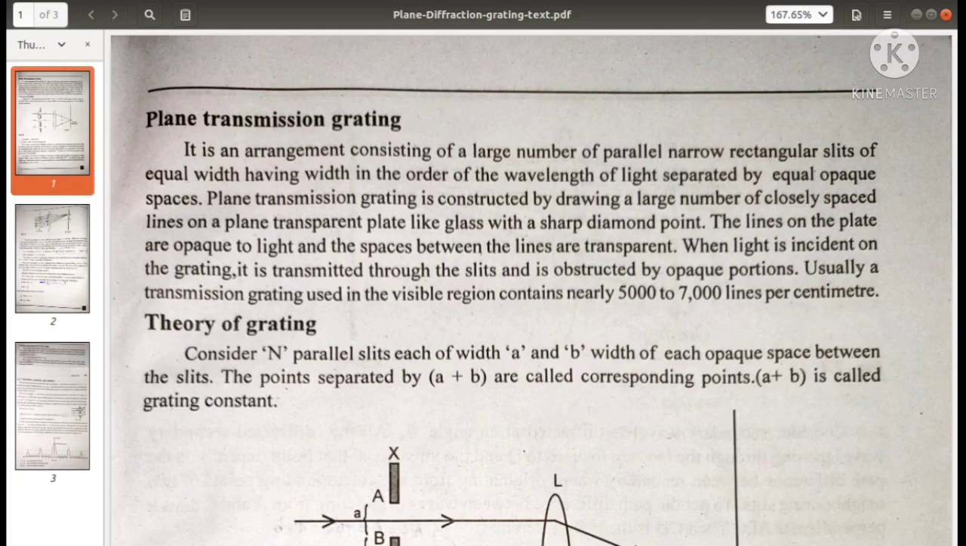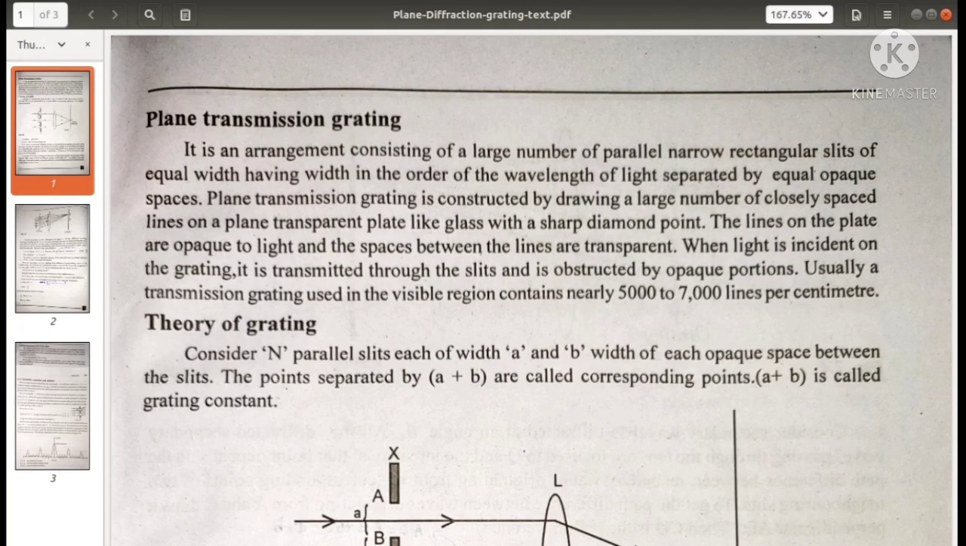The lines on this plate are opaque to the light, and the spaces between these lines are transparent to the light. This constitutes a grating. It is an arrangement of a large number of narrow rectangular slits. Usually when white light is incident on the grating, it is transmitted through the slits and obstructed by the opaque portions.